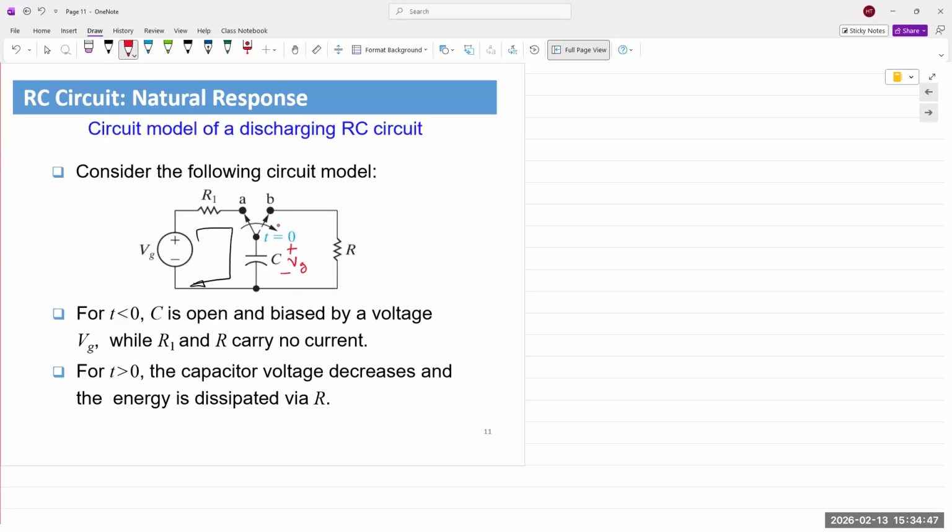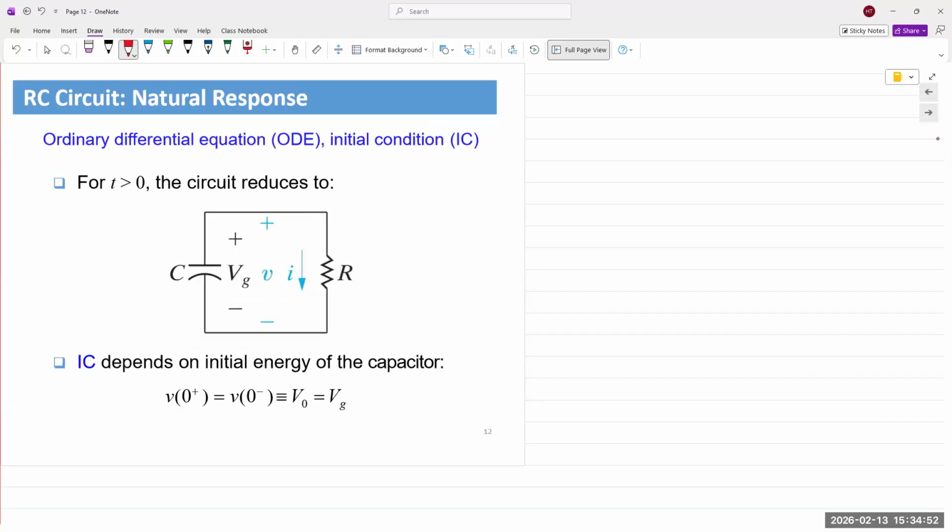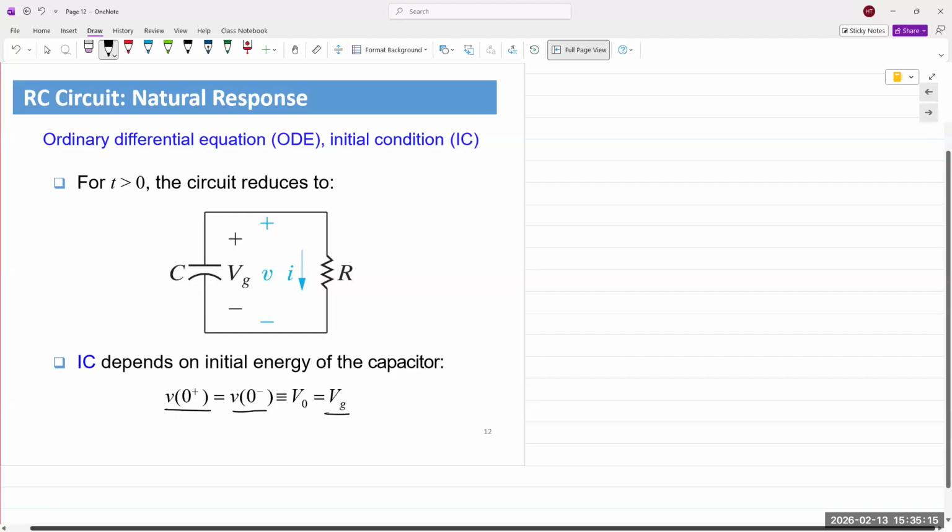Now, at time t equal to 0, switch flips from left to right. Source is disconnected. The only thing that is left in the circuit is the capacitor and the resistor on the far right. So you have a natural response circuit. Initial energy depends on the charge voltage. Voltage across a capacitor cannot change instantaneously. So voltage across the capacitor right after flipping the switch is the same as it was right before, the total generator voltage VG. That G does not mean anything, simply the supply voltage or the generator voltage or the input voltage or the source voltage.